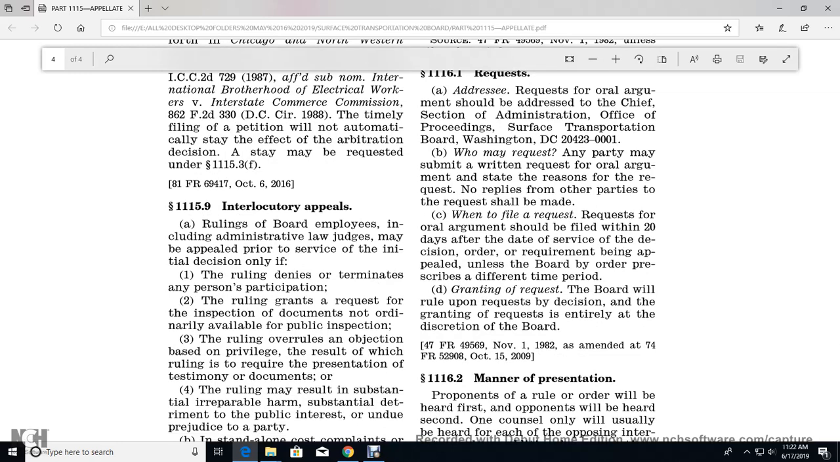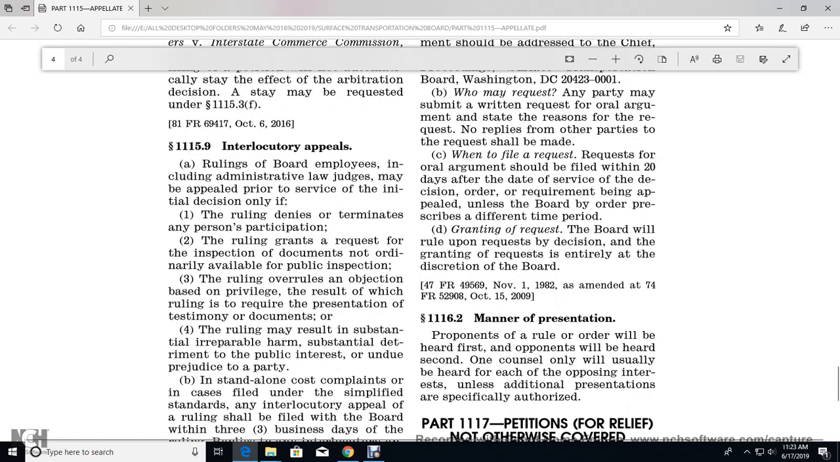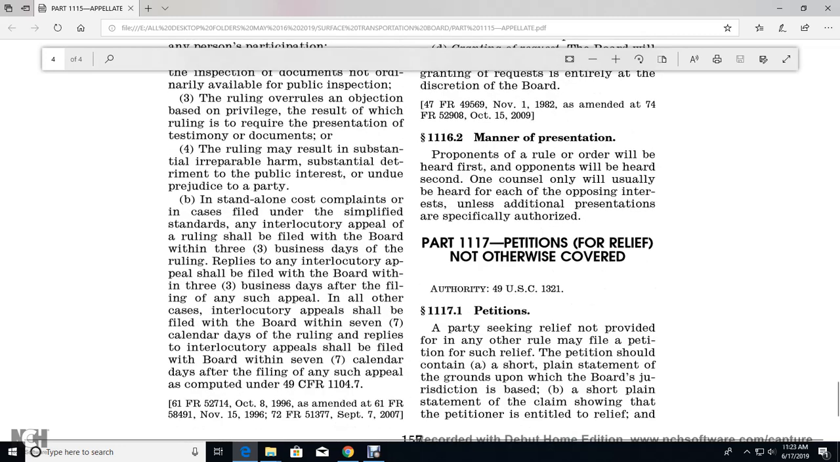11.15.9, Interlocutory appeal of a ruling of the board. A ruling of the administrative body may be appealed prior to the initial decision only if the ruling denies the termination of a person's participation, grants a request for inspection of documentation not ordinarily available to public inspection, overrules an objection based on privilege, or requires presentation of testimony or documents, and the ruling may cause substantial irreparable harm, determine public interest, or cause undue prejudice in part.